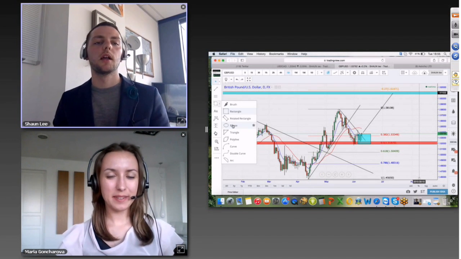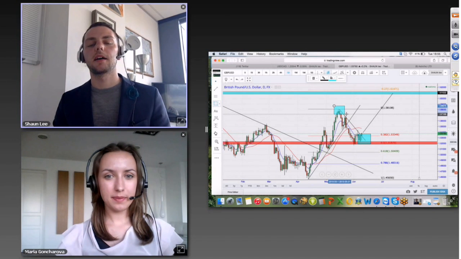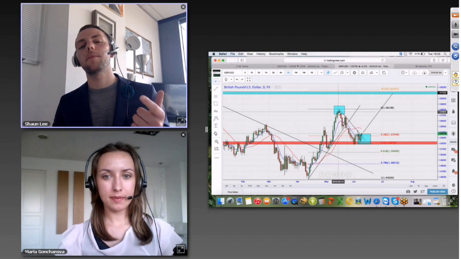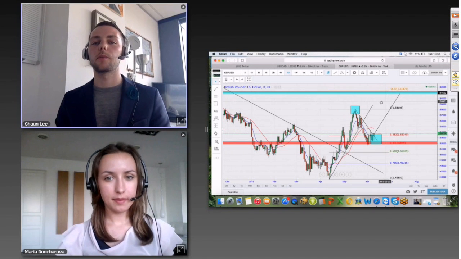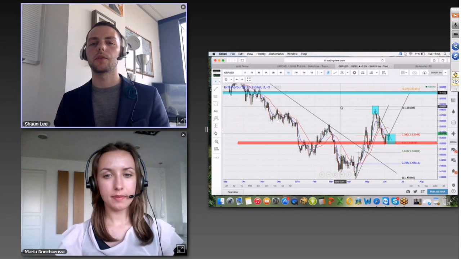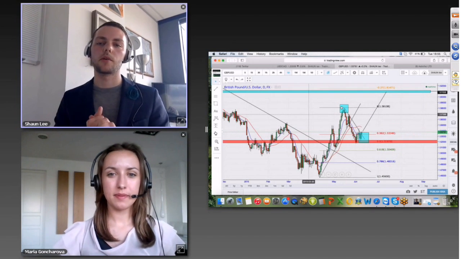Last thing I want to note is this was the last higher high, so we're going higher high, higher low. Going to maybe anticipate a new higher high, which is what this Fibonacci extension's good for. So that's my breakdown on the pound at the moment.